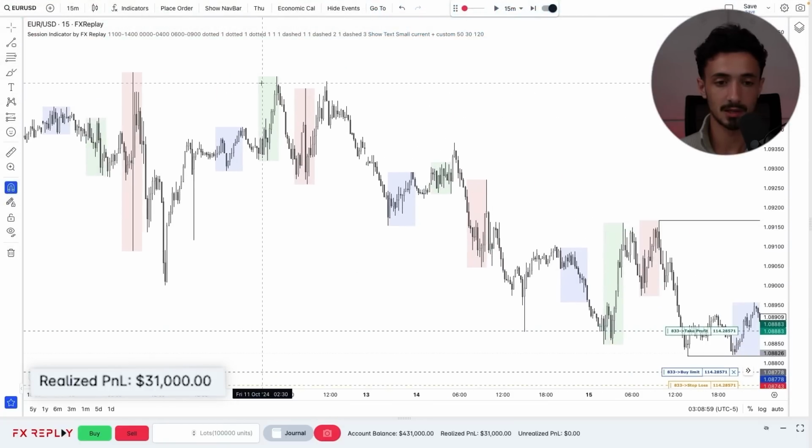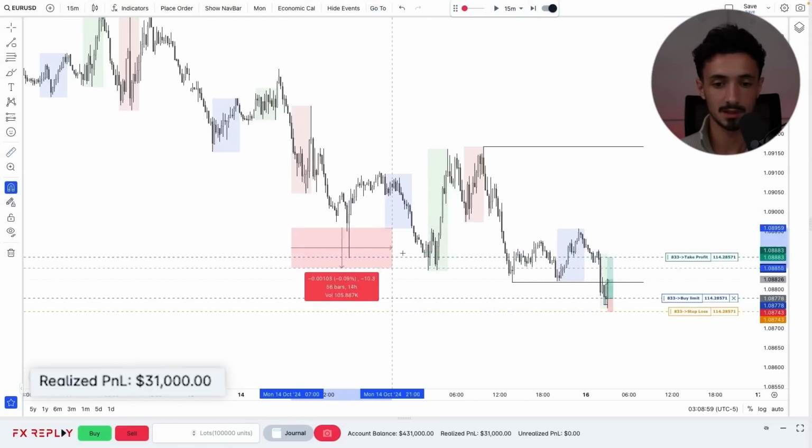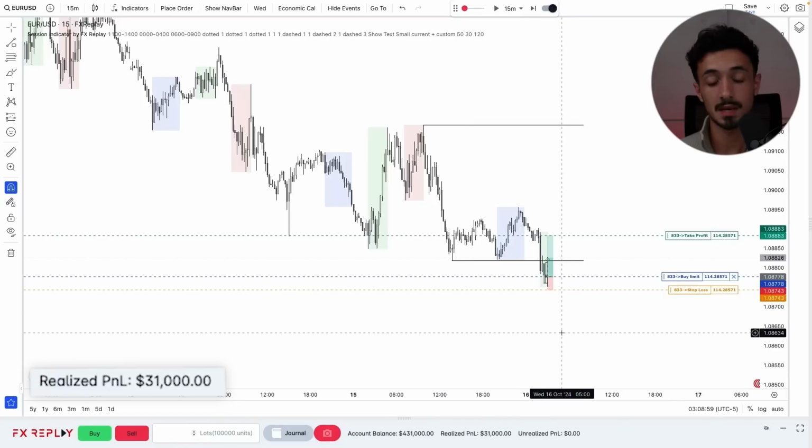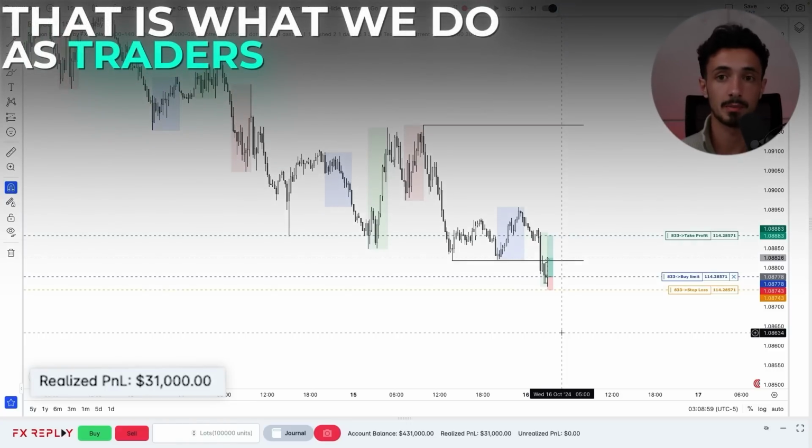Liquidated, reversed, liquidated, reversed. Guess what's going to happen today, right? Again, this doesn't happen every single time, obviously, but it's with a high statistical probability, and that is what we do as traders. We manage risk, we trade probability.